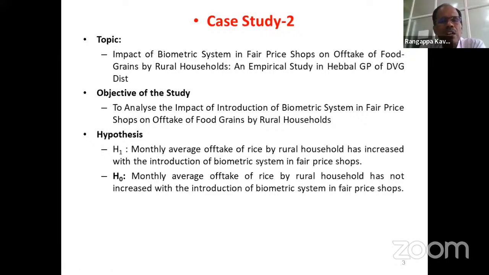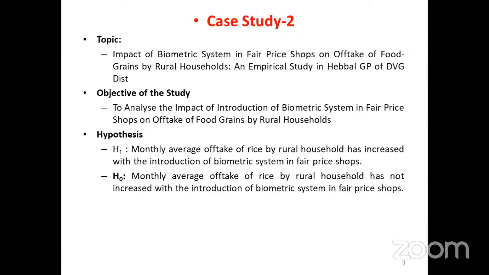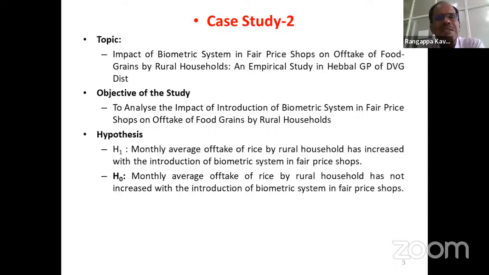The monthly average uptake of rice by the rural households has increased with the introduction of the biometric system in fair price shops. Of course, the null hypothesis is quite opposite to that: the monthly average offtake of rice by the rural households has not increased with the introduction of the biometric system in fair price shops. So can anyone tell me which test could be used here? Which test is relevant here?